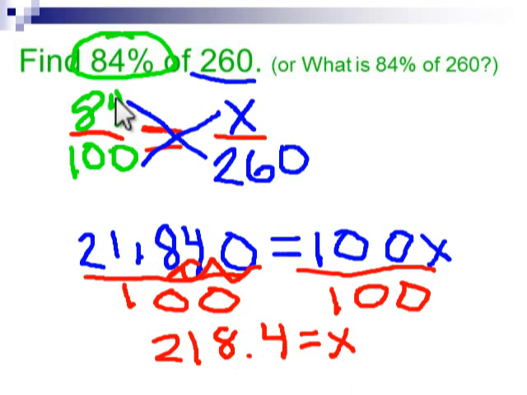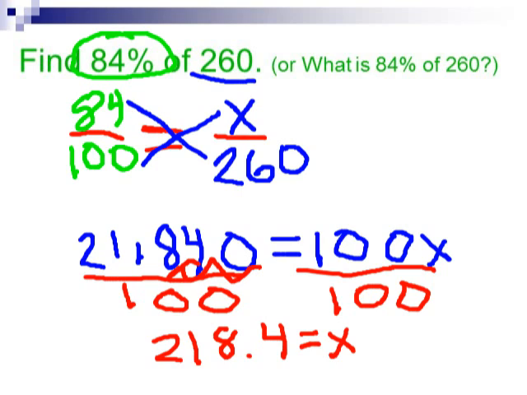So that means that 84% of 260 is the amount 218.4. 84% is less than the whole thing, and 218.4 is less than 260. 84% is more than half of 100%, and 218.4 is more than half of 260. So my answer theoretically makes sense.